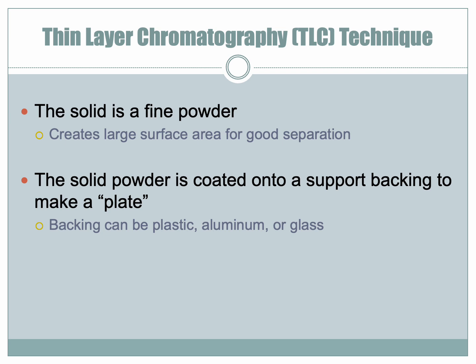The stationary phase consists of a fine powder that's been pressed to the back of the plate. This creates a large surface area for good separation. So the solid powder is coated onto a support backing to make a plate. So we have this powder, and then it's pressed hard and adhered to the back. It kind of looks like aluminum foil, the backing of the plate. So the backing can be plastic, aluminum, or glass.